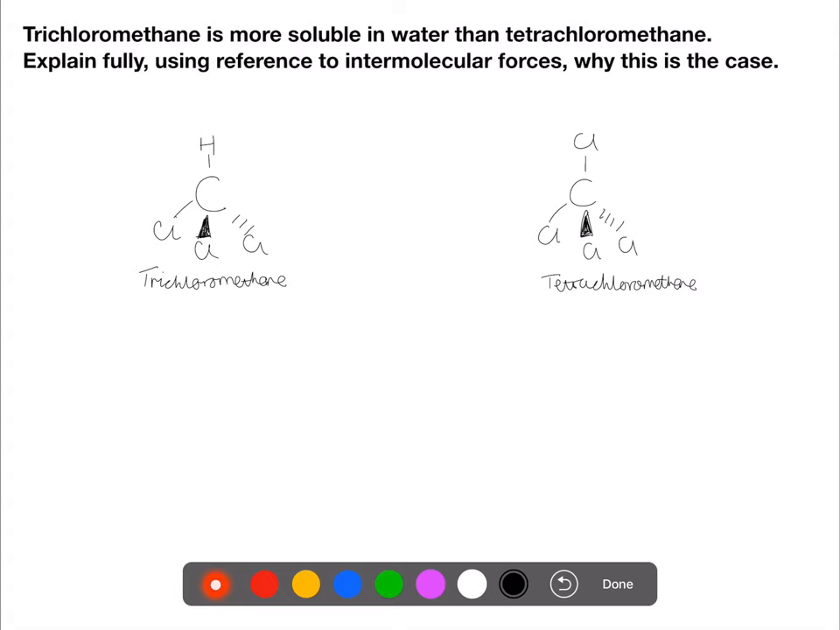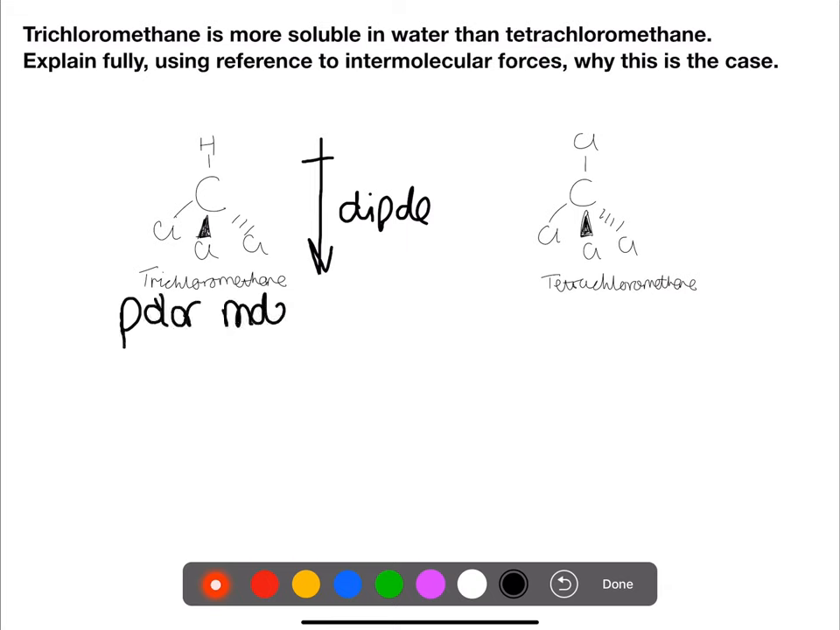Within trichloromethane, we only have 3 carbon to chlorine bonds. This means that they are arranged asymmetrically around the carbon, making this overall have a dipole in this direction. Because we have a permanent dipole, this is a polar molecule. This molecule will have permanent dipole interactions.